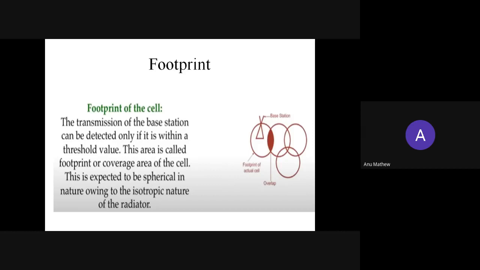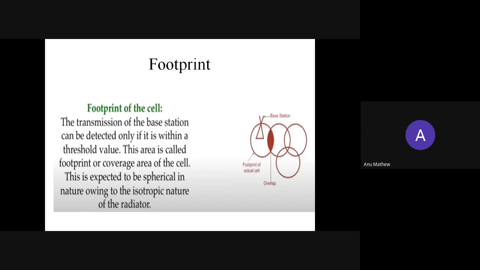So this area is called the footprint or coverage area of the cell. I already told you the antenna is isotropic type, so it is radiating power in a spherical manner. So the footprint of a base station or a cell should be in a circular shape. That is represented in the figure.